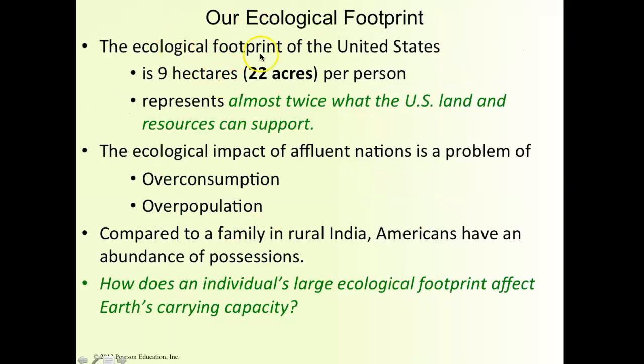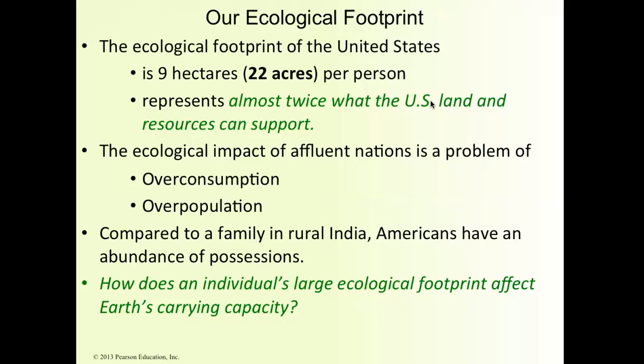So the ecological footprint for the United States is around 22 acres per person. Okay, that's almost twice what the US land and resources can support. When you have a very large ecological footprint, what that means is you are requiring the planet to give you more things. So you're using a lot of water, using a lot of food that might be very intense on the planet to grow that food, and perhaps you are buying a lot of products, plastic waste, things like that.